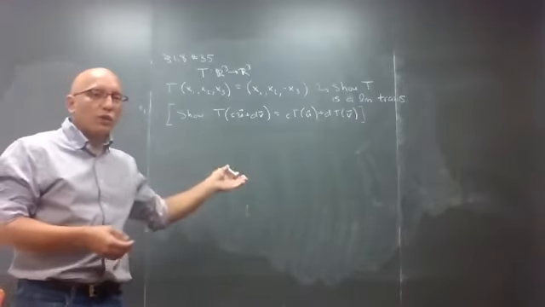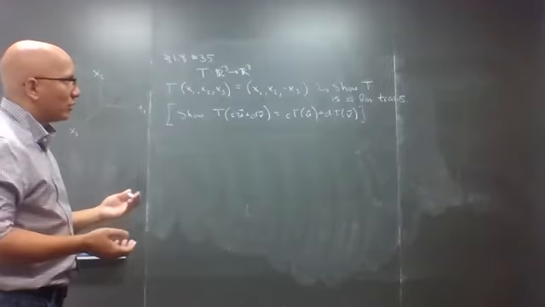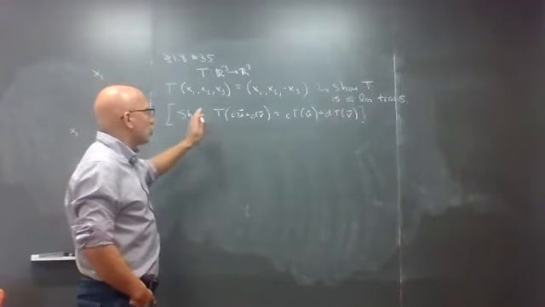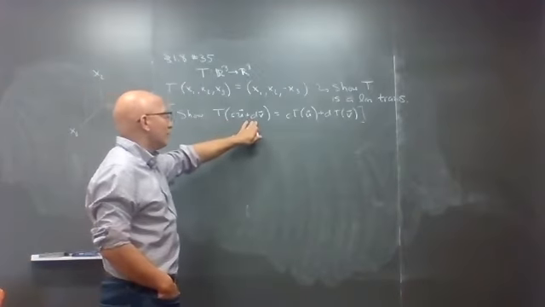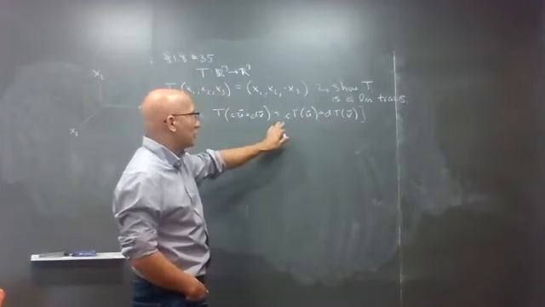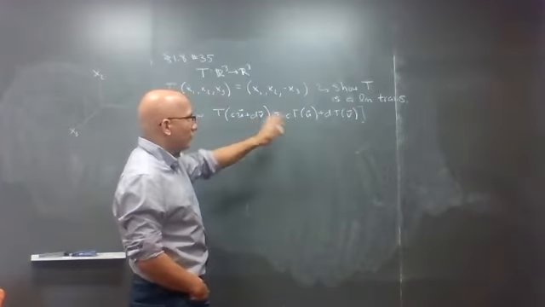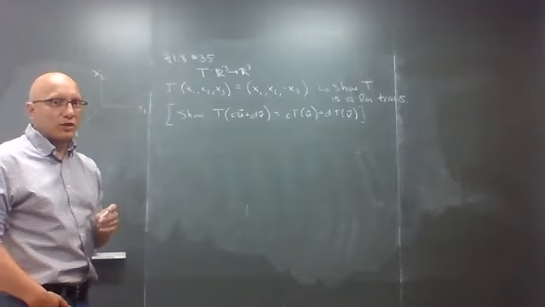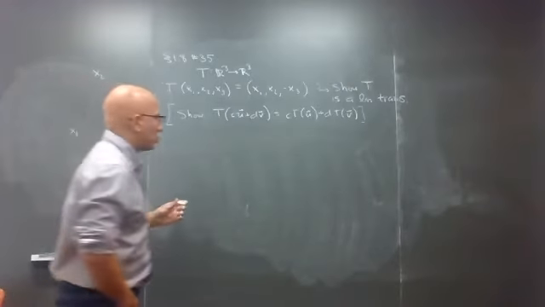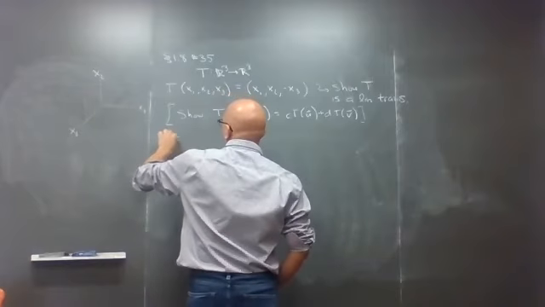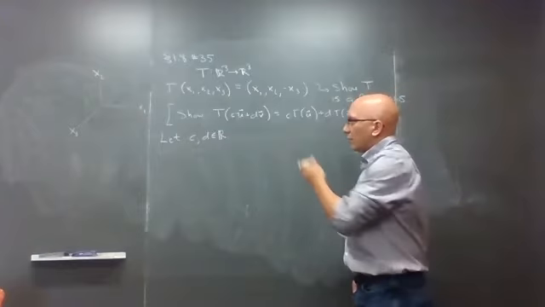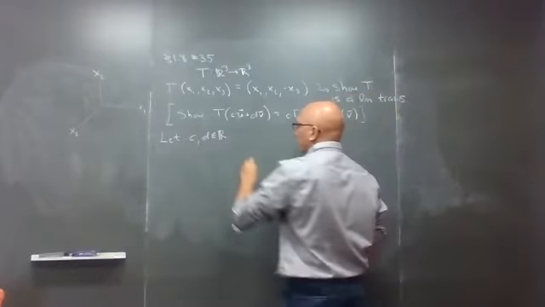Again, my goal is to show that this is a linear transformation. How am I going to do this? Well, I'm going to use the theorem that we proved in class, which was that if I can show that T of cu plus dv equals c T of u plus d T of v for all scalars c and d, and all vectors u and v, then T would be a linear transformation. So what I need to do is check that this equation holds. So let's try it out. We'll start by letting c and d be real numbers, and let u and v be arbitrary vectors from R3.